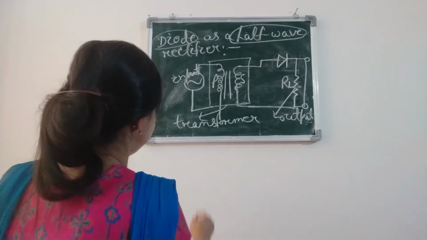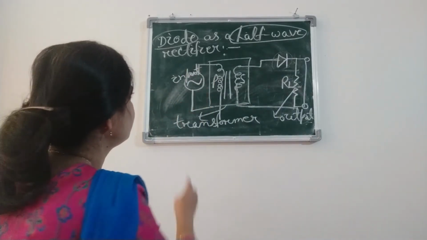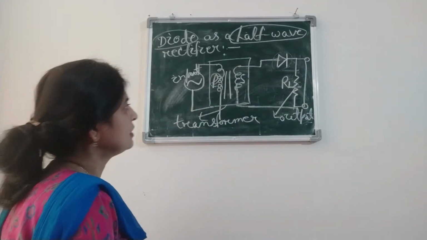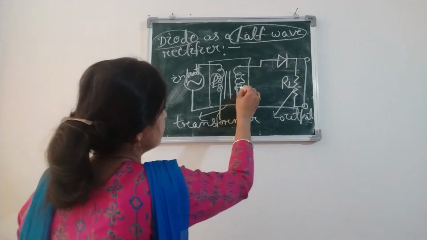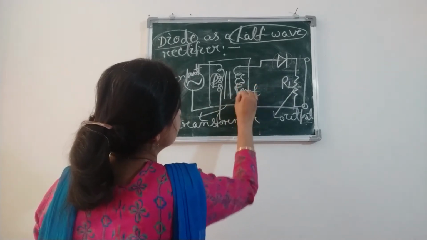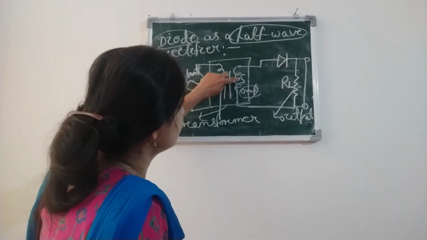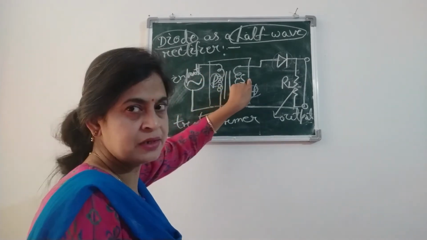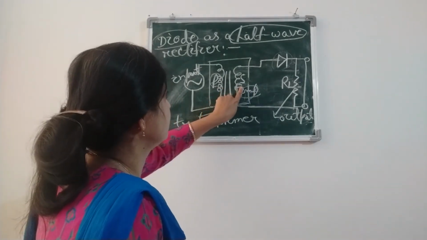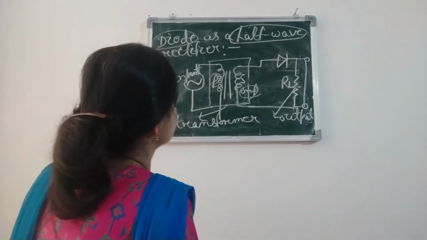Now, when the AC input source is supplied through the primary coil, then an induced EMF will be set up through the secondary coil. Why? Because of your mutual induction. Because there are two coils which are coupled with each other.